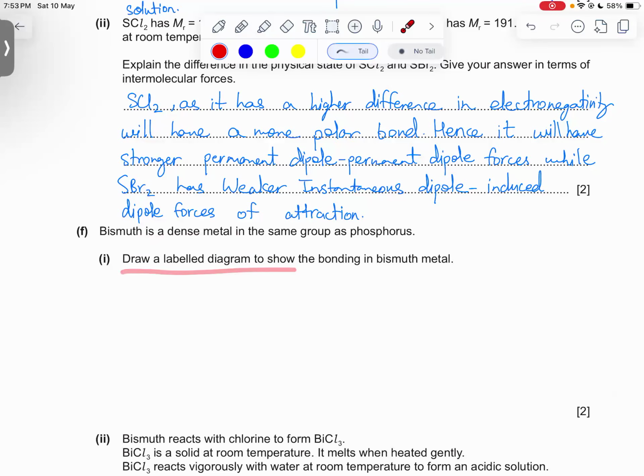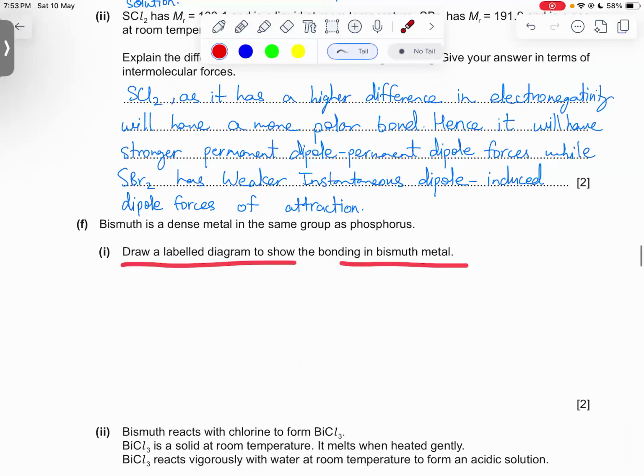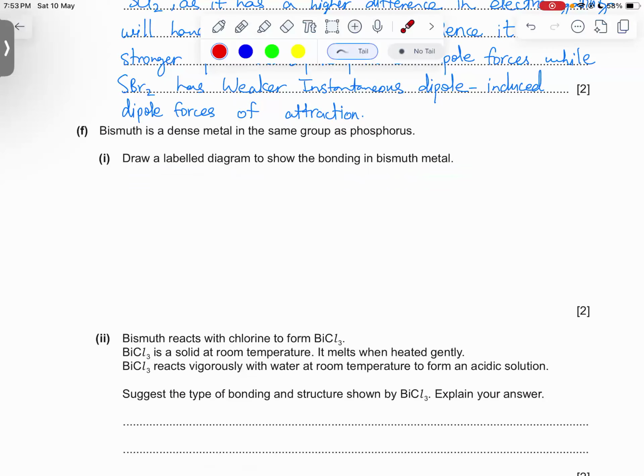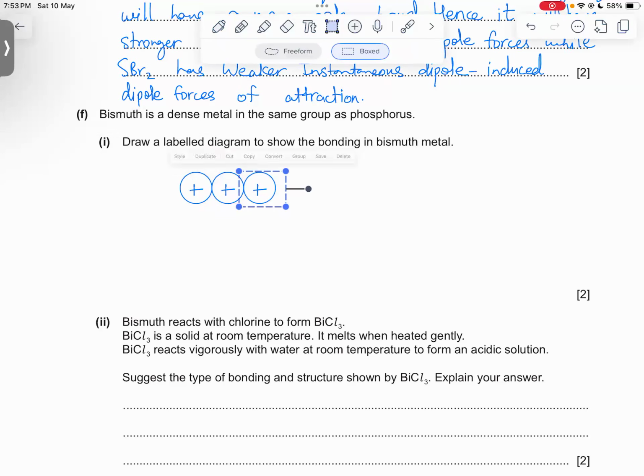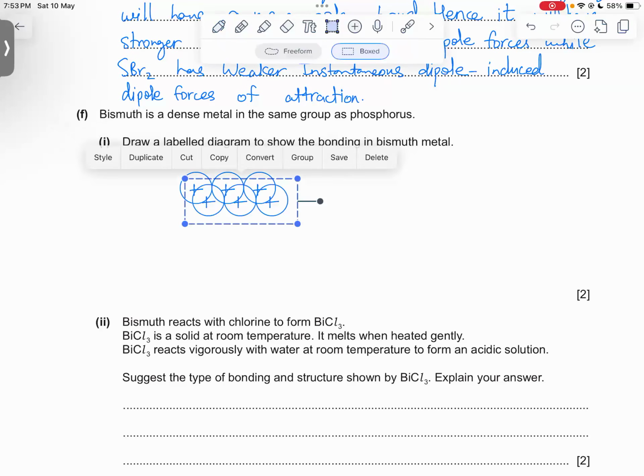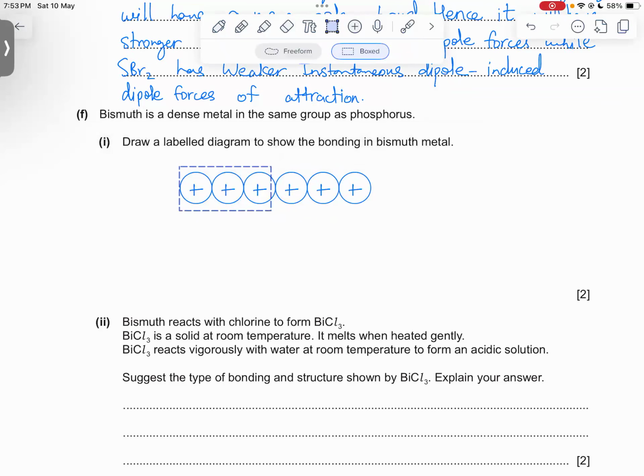Draw a labelled diagram to show the bonding in bismuth metal. All right, so we want to draw a labelled diagram to show the bonding in bismuth metal. How can we do that? We just draw the metallic bonding. All you need to do is draw this and put a plus in the middle, and then duplicate it. You want to draw 3 layers, so duplicate it one more time, and then duplicate the 3 of them once, and then again.